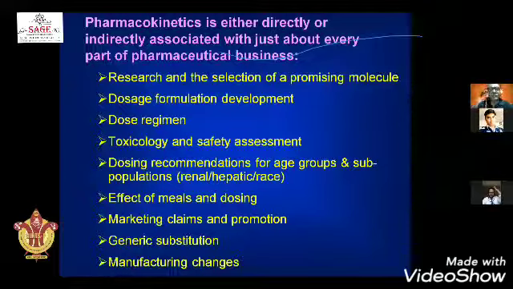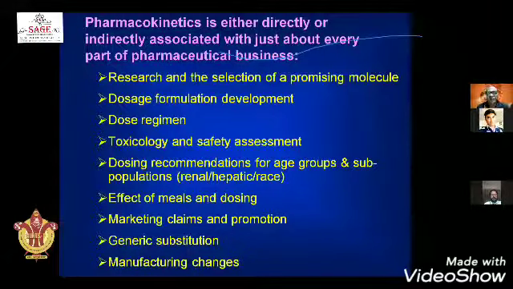Then for toxicology and safety assessment of the drug and formulations, knowing pharmacokinetic parameters is very important. Similarly, dosing recommendation for age groups or subpopulations, right? Say those who are having renal failure, hepatic disease, or rhesus patients. In that case, what dose to be administered for getting the response, because in these cases dose adjustment is very important. That can only be done when you know the different pharmacokinetic parameters of the drug.